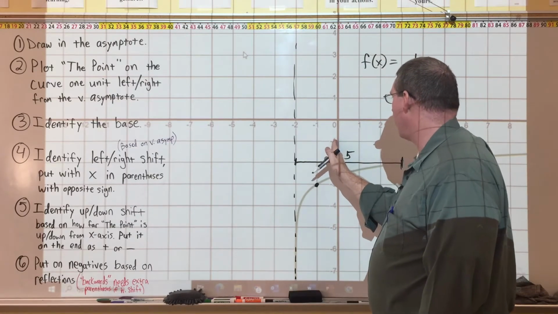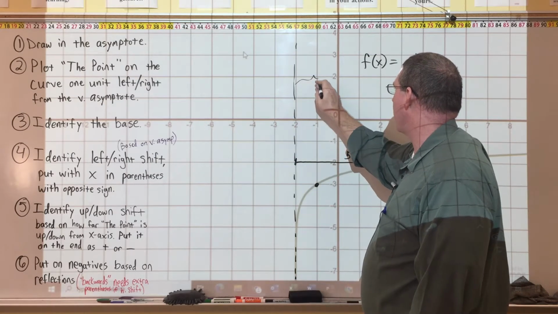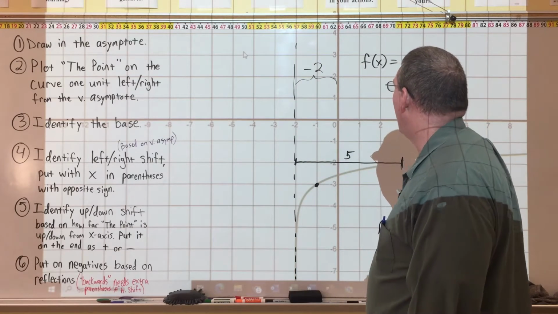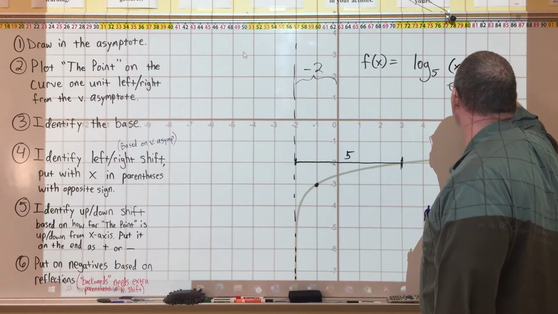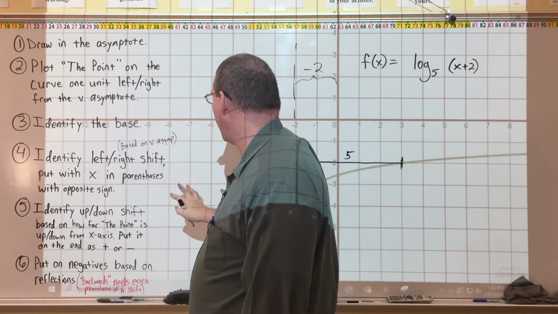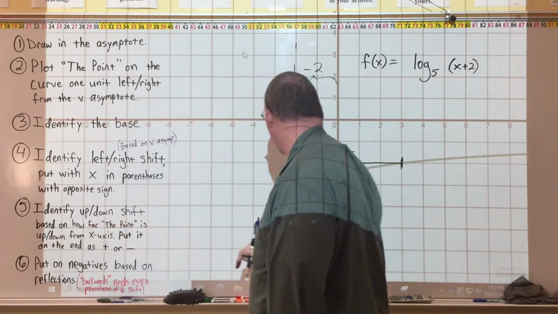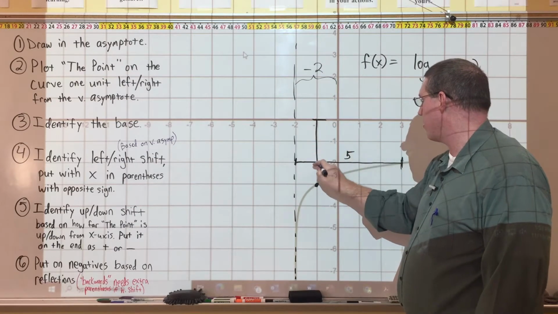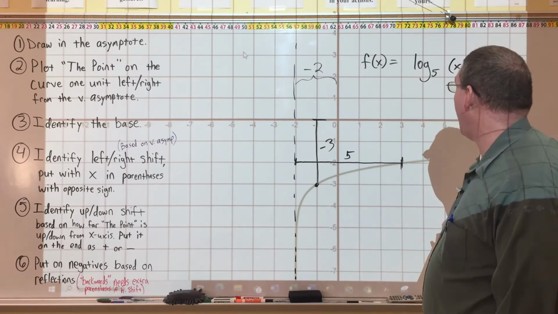So the vertical asymptote is not here. It's over here to the left. So the distance between the vertical asymptote and the y-axis is -2. So that's a -2 shift. And so we know that somewhere in here we're going to have an x plus 2, right? Then it says identify the up or down shift based on how far the point is up or down from the x-axis. Well, here's the point, and here's the x-axis right here, so the distance from the x-axis down to the point, that's a -3 shift. So we know there's going to be a -3 on the end.